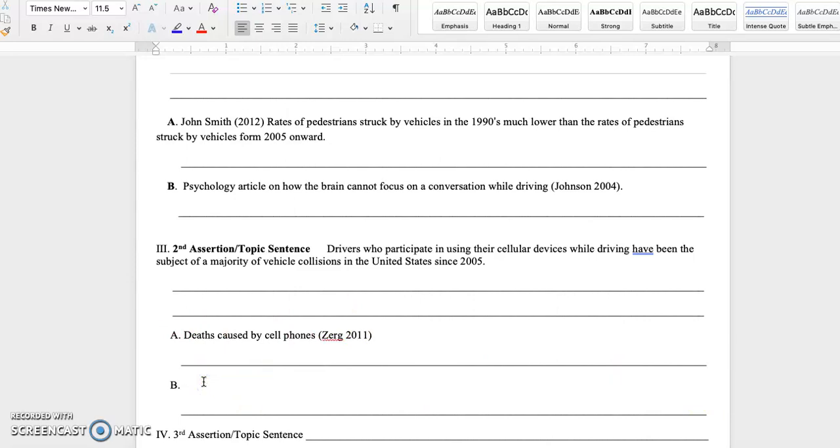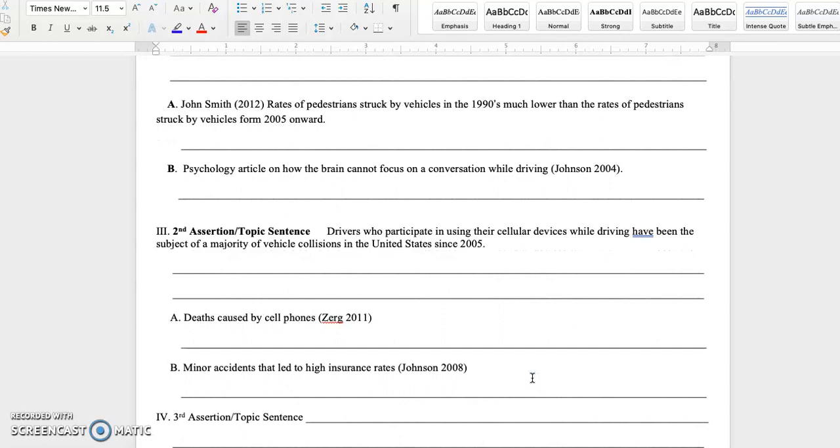I'm leading with it. And now also I'm going to use minor accidents that led to higher insurance rates. And this is also by Johnson, 2008. So what I'm leading with is the death article, because of course you want to lead with your strongest evidence, which is all about death. And next I'm going to talk about the minor accidents, because why not? It's not all about death. It could also be about minor accidents, and it costs us more money because more people are crashing. And that's how you do this.